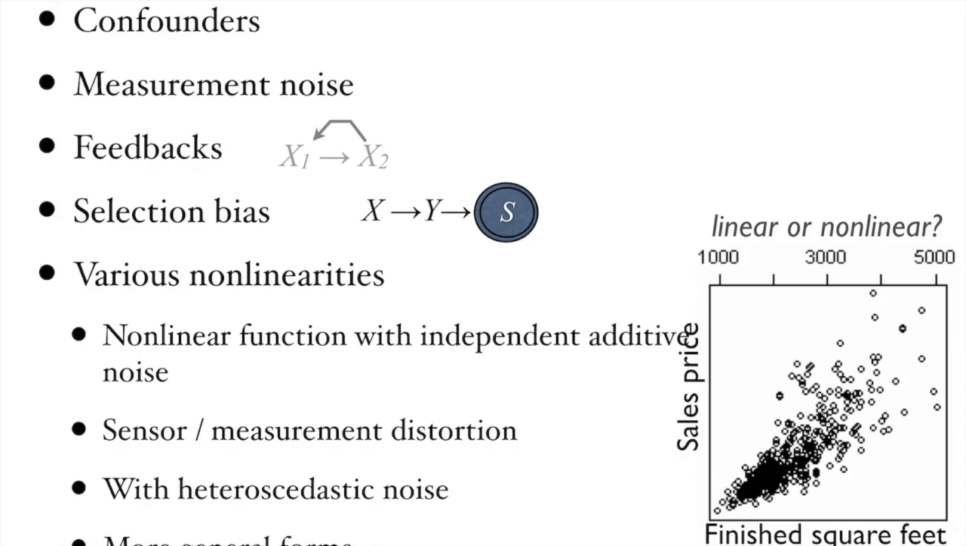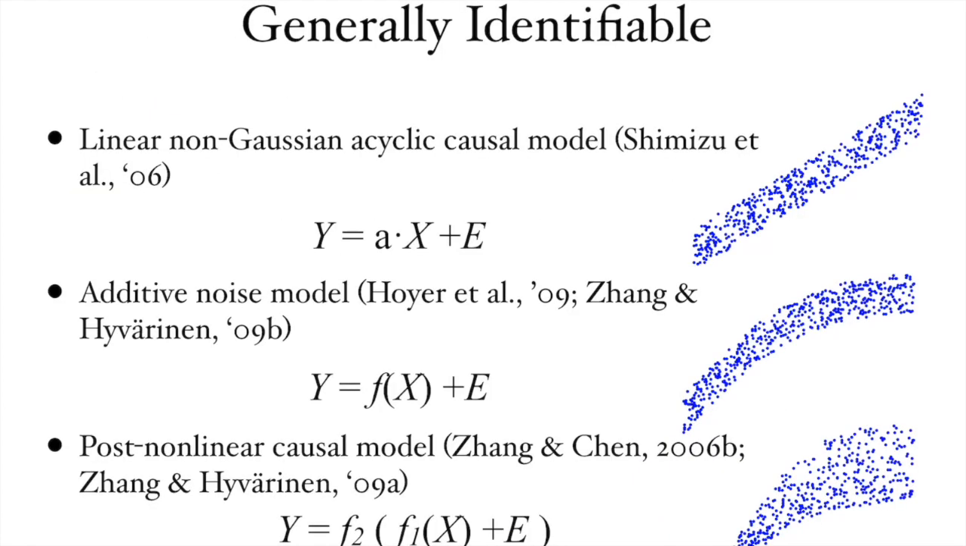Basically, to me, that was the first possible way to really see the causal direction between two random variables, right? Before that, it was not possible. So you have to deal with confounders, measurement error, feedback, selection bias, and various nonlinearities. Let's have a very quick look at the causal models.